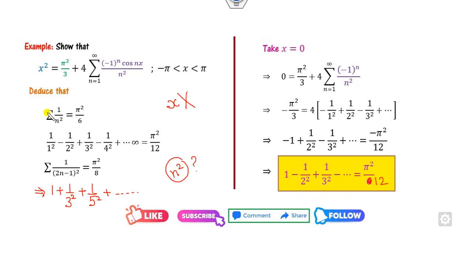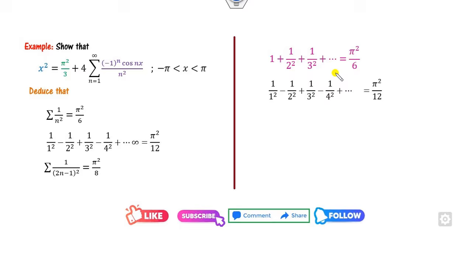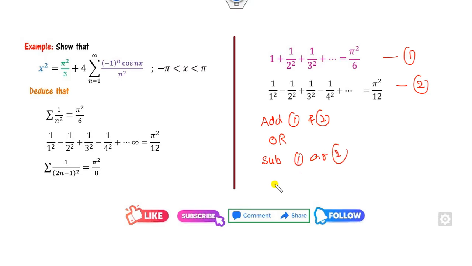So what you can do, as we have proved these two results, can you think about, if I say this is my equation number 1, can you add equation 1 and 2, or subtract, or multiply, or divide them, so that you will get the terms 1 over 5 square plus 1 over 7 square and so on? Look at that. Here is 1 by 2 square. I don't need them. So clearly, if you add them, it will be cancelled out.